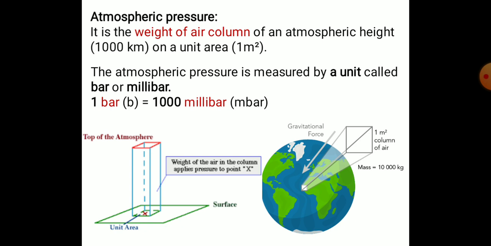It is the weight of an air column of atmospheric height 1000 kilometers on a unit area of 1 meter square. And atmospheric pressure is measured by a unit called bar or millibar. And don't forget that 1 bar equals 1000 millibar.